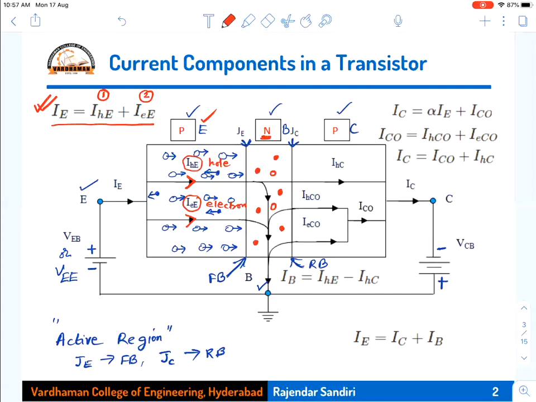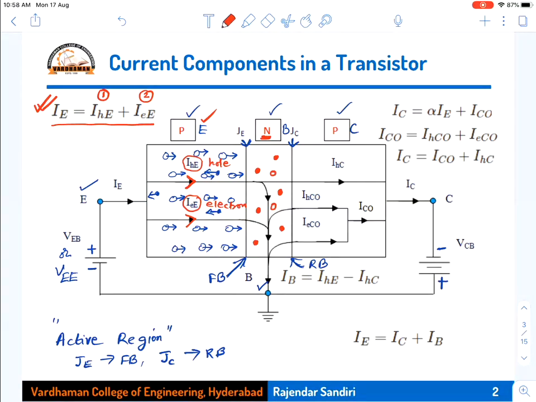Base is very lightly doped. Though it is an N-type semiconductor material, it is lightly doped with a small amount of electrons. Electrons are also very small in number, and holes are even fewer than electrons. Both electrons and holes are small in number, but holes are less than electrons because it is an N-type semiconductor.